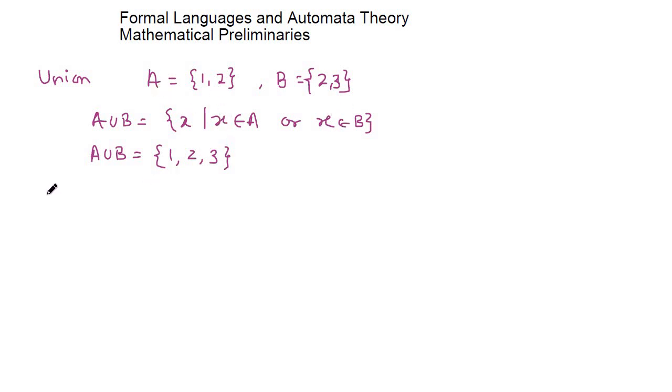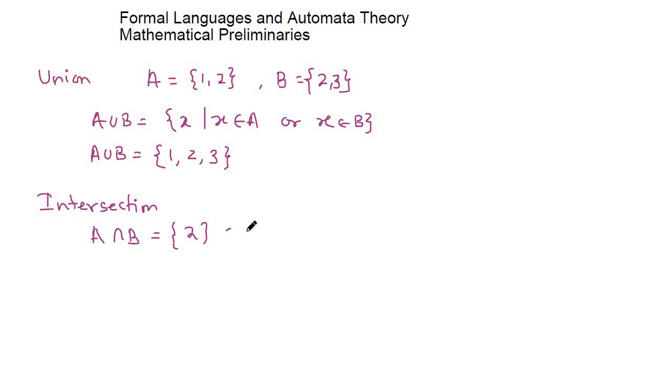There's another operation called intersection. It contains all those elements which are both in A and B. So 1 is in A, but 1 is not in B, so 1 cannot be part of A intersection B. 2 is in A and 2 is also in B, so 2 can be a part of A intersection B. There is nothing in A that is left out, but 3 is in B and 3 is not in A, so 3 cannot be part of A intersection B. So A intersection B contains only 2, which is common to both the sets.